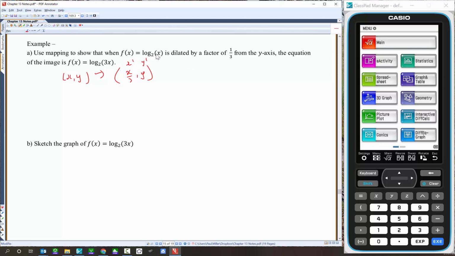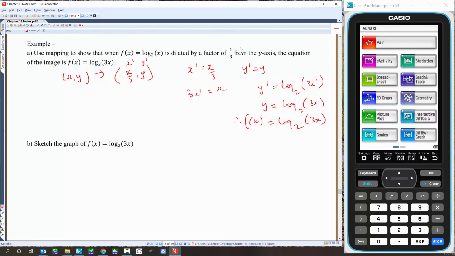The original function is y equals log base 2 of x, so we need to make x and y the subject. x dash equals x on 3, y dash equals y. 3x dash equals x, and now let's substitute into that. So we're going to have y dash for y equals log base 2 of 3x dash, or y equals log base 2 of 3x. Therefore, f of x equals log base 2 of 3x.